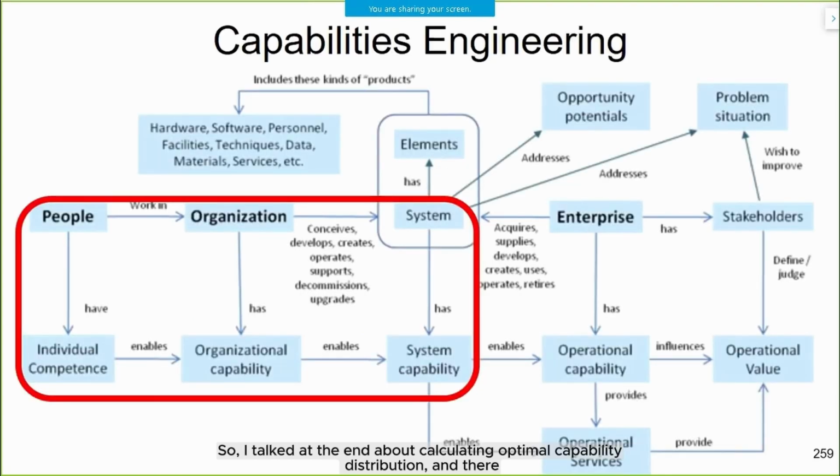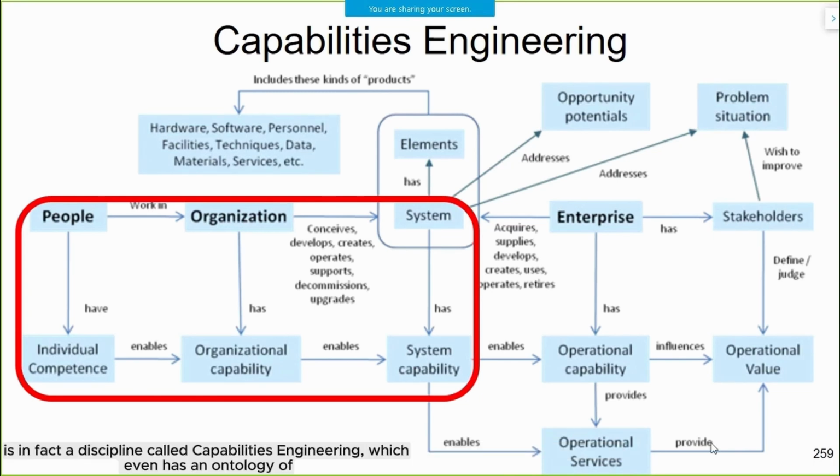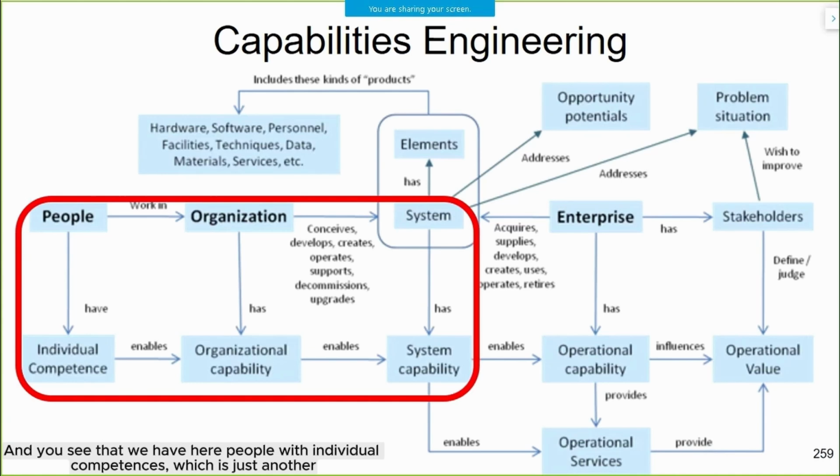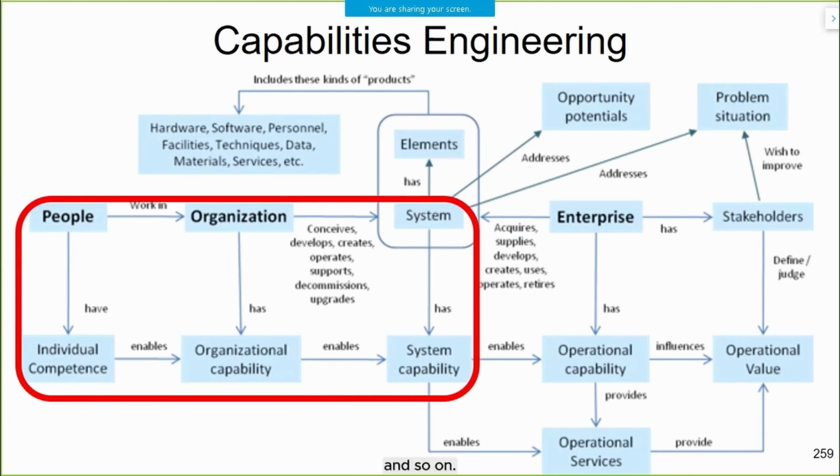I talked at the end about calculating optimal capability distribution. And there is, in fact, a discipline called capabilities engineering, which even has an ontology of sorts. And you see that we have here people with individual competencies, which is just another word for capability, organizations with organizational capability, and individual competence enables organizational capability, and then organizational capability enables system capability. So a system has a system capability, and then there is more about operational capability and so on. So I think this is very close to the sort of view I have in mind.